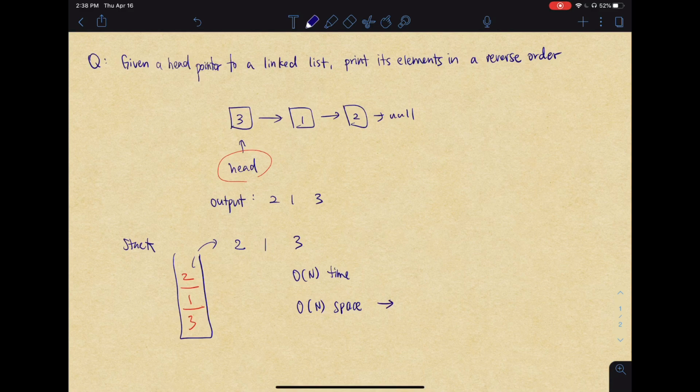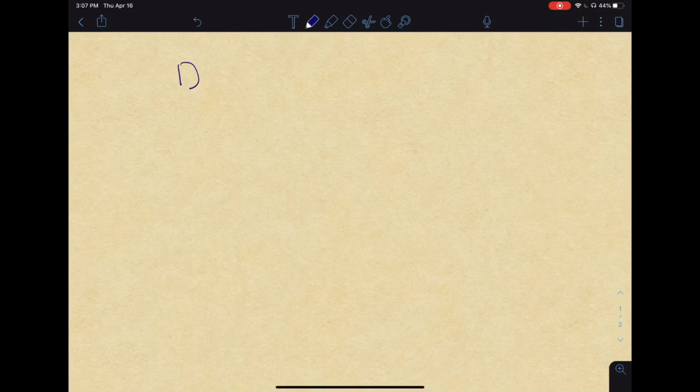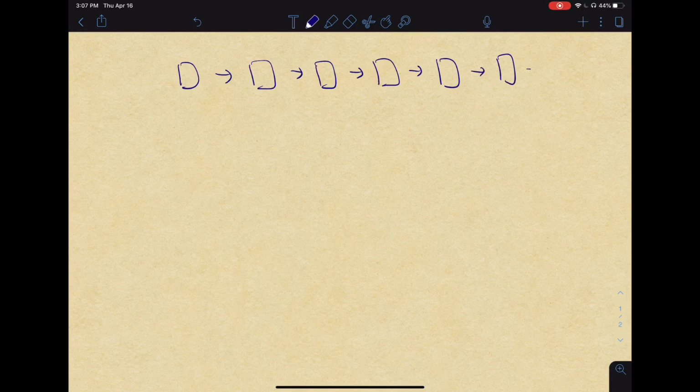Now, we can improve the space complexity to O of root n, which is better, and I'll show you how we can do that. Okay, so let's say we're given a linked list of 6 nodes, and let's say its values are 1, 2, 3, 4, 5, 6 for simplicity's sake. So the output should be 6, 5, 4, 3, 2, 1.